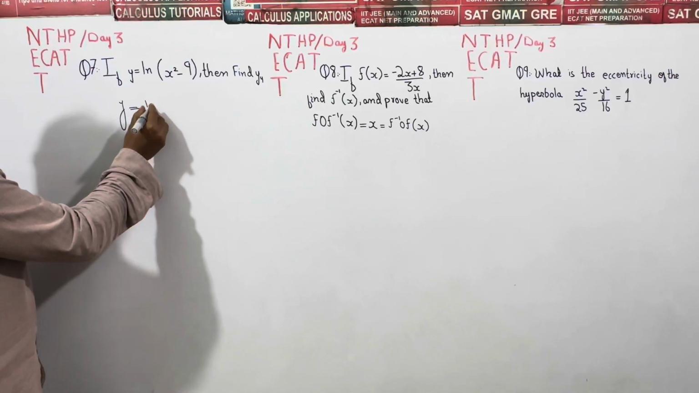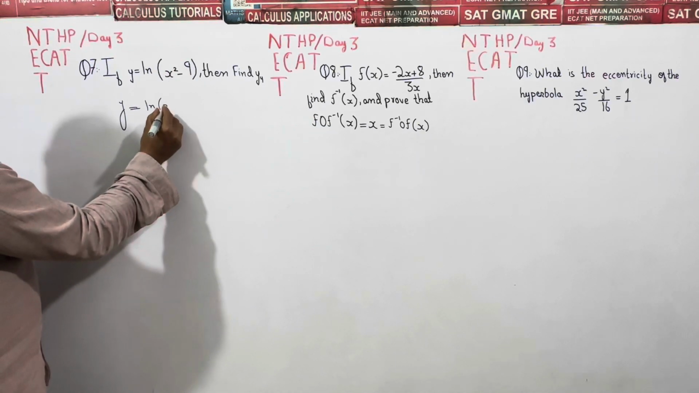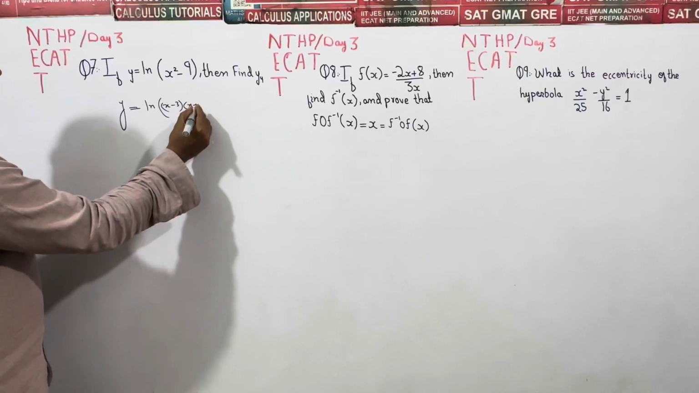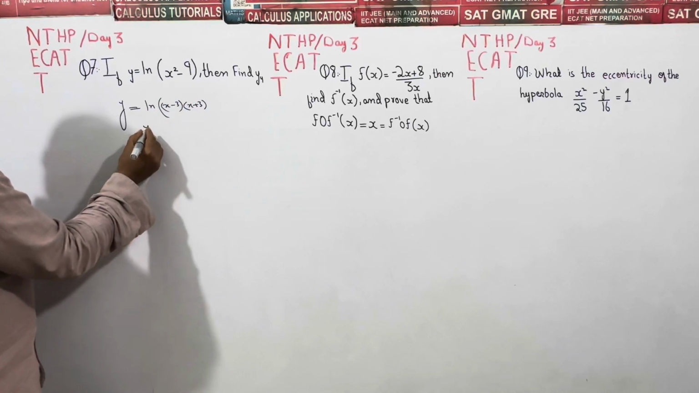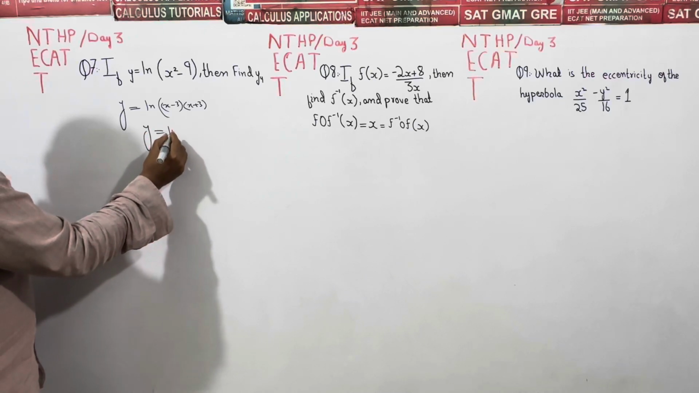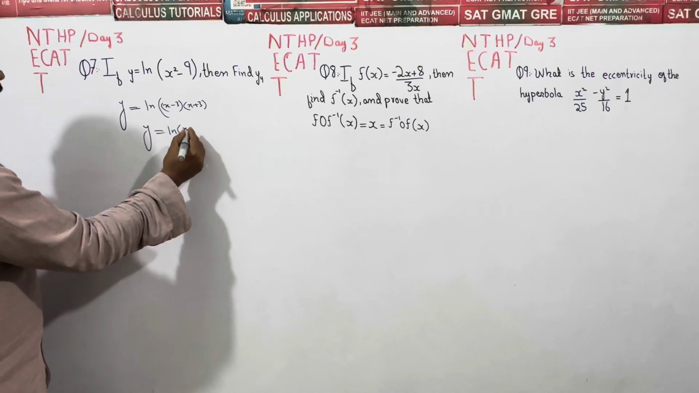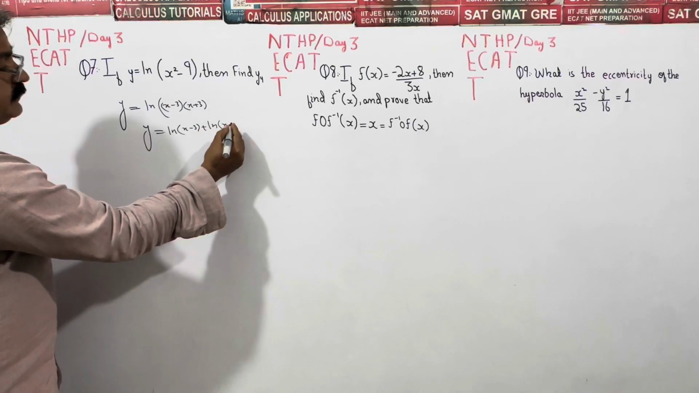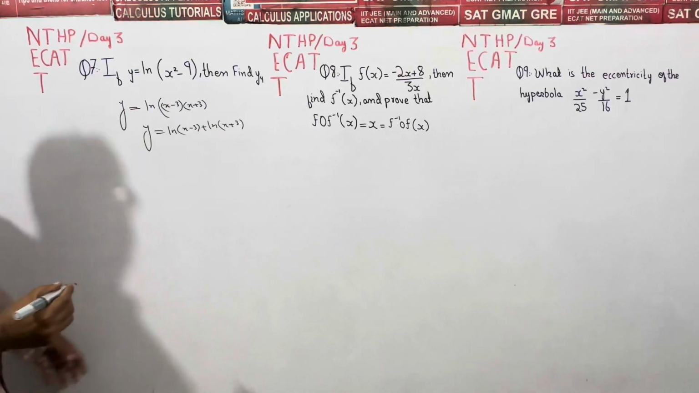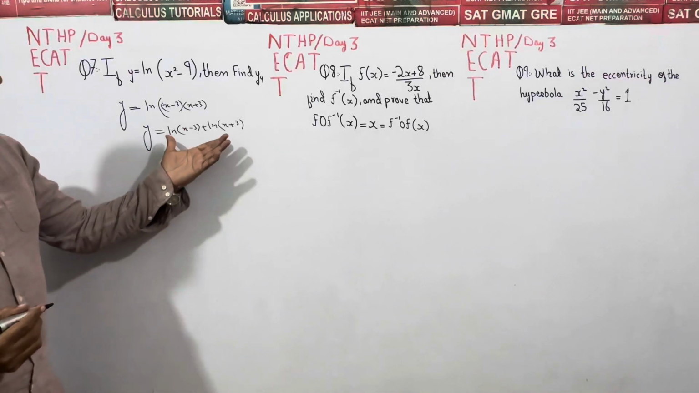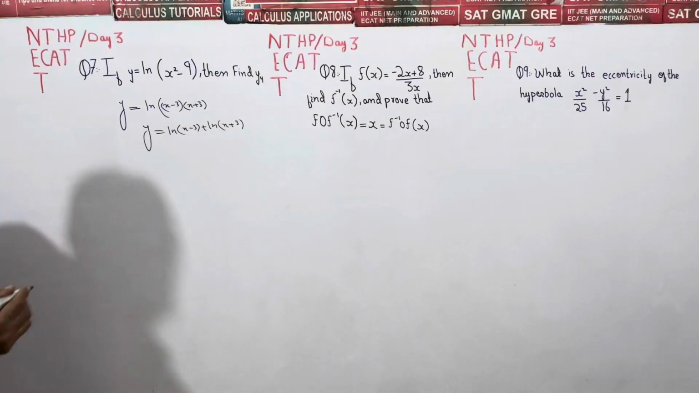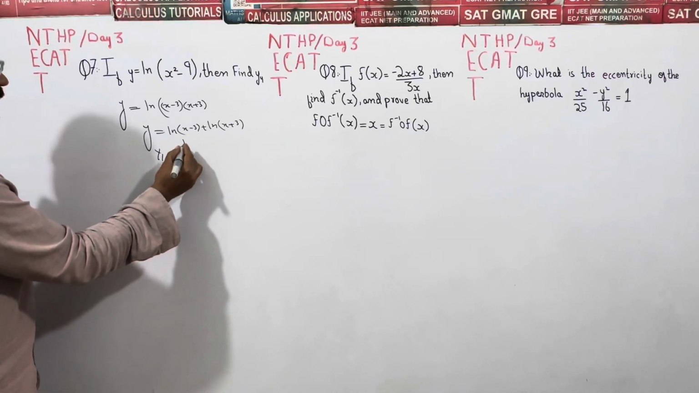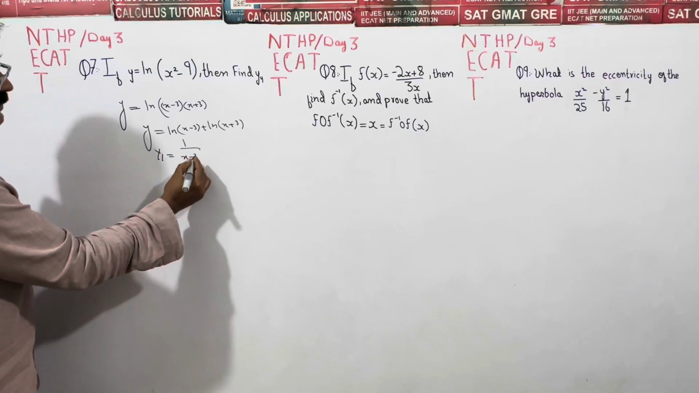y is equal to ln(x² − 9), which can be written as ln of (x − 3) times (x + 3). Utilizing the property of log, multiplication inside the bracket can be split into addition with individual logs. Now look at this. It becomes really very simple to find the fourth derivative.